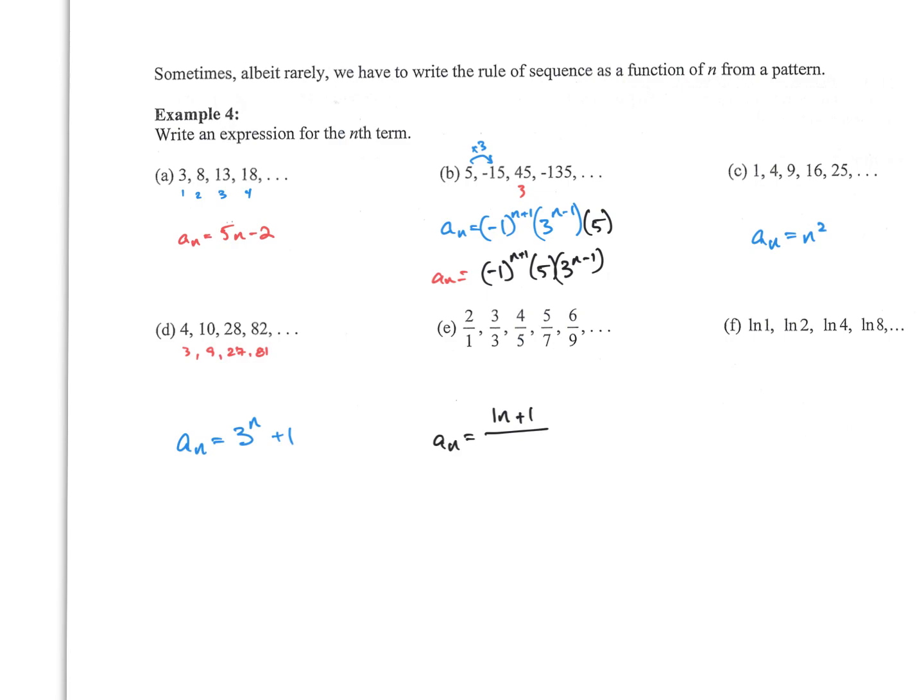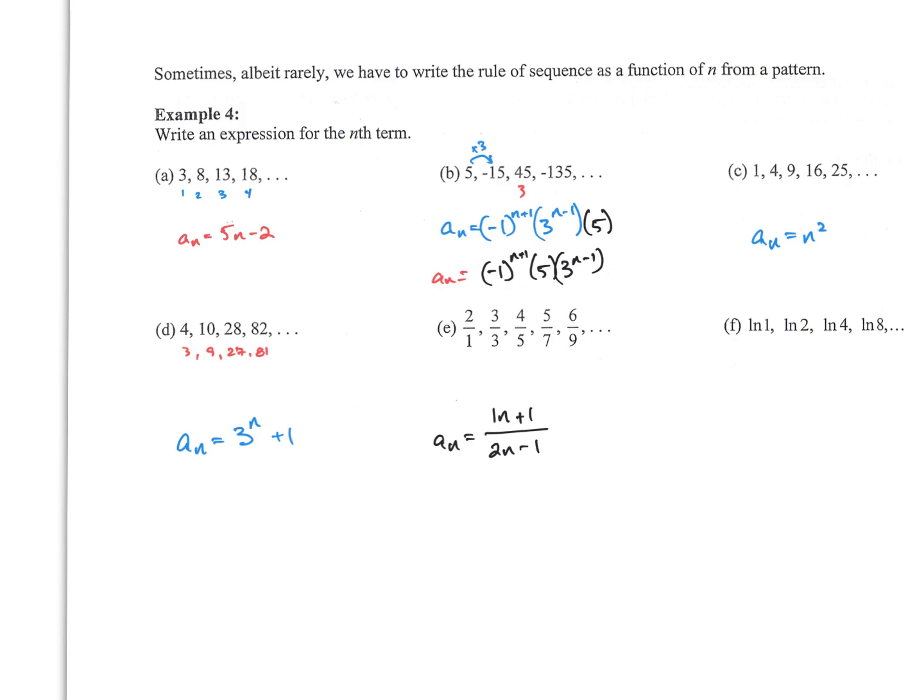Then I have 1, 3, 5, 7, 9 on the bottom. What's happening? I'm adding 2. So what does that mean? I have 2n. However, I want to start off at 1. So what should we do? We should subtract 1 in the denominator. All right. On fractions, I would highly advise you working with the numerator and denominator separately. Don't try to work with them completely together. Does that make sense?